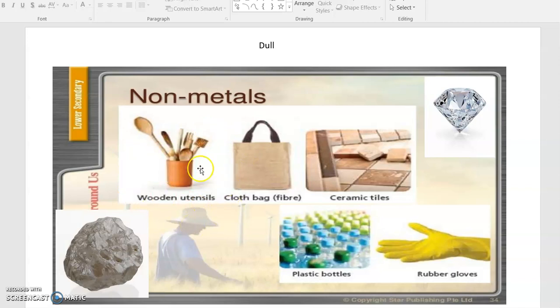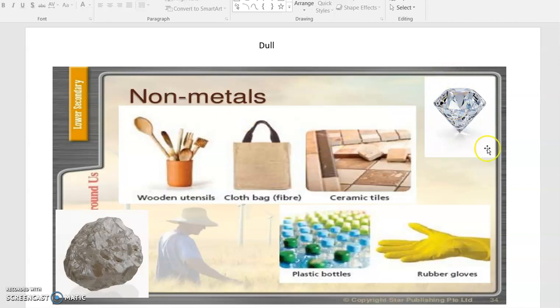On the slide, I've got wooden spoons, I've got bags, I've got the ceramic tiles, I've got clothes, bottle tops, rubber gloves, and so on. These materials are not shiny. They're a bit dull. So you find that most of your non-metals are dull. And then most metals are shiny. So metals have got the luster, non-metals don't have the luster.